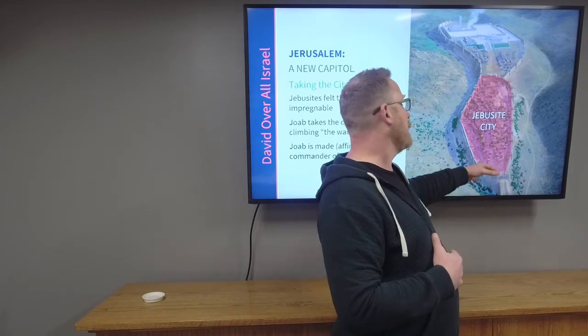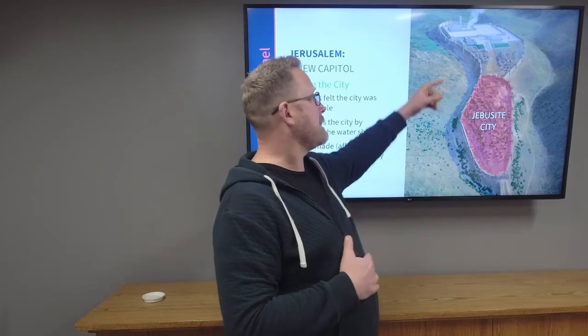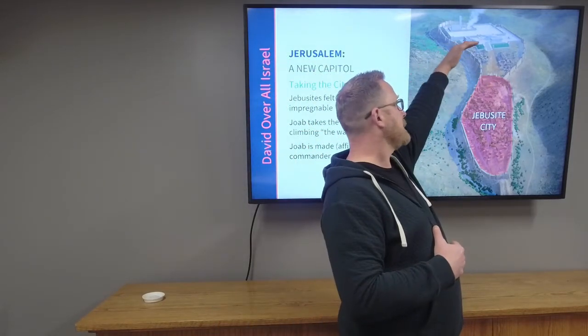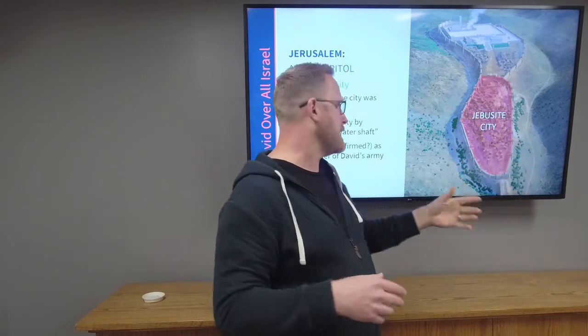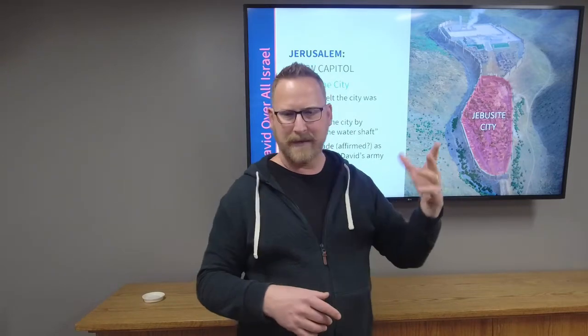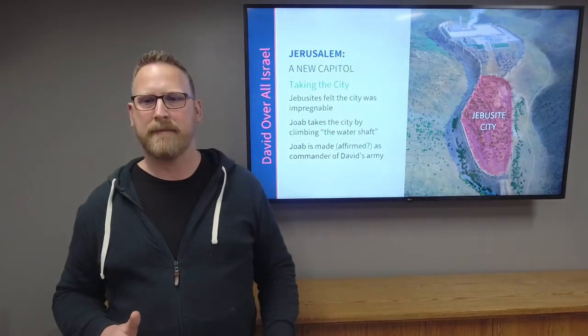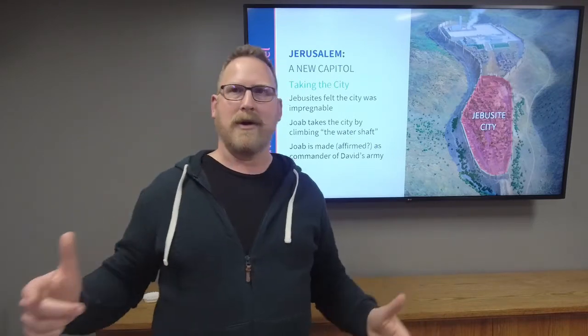So the only way really to attack would have been through the gate right here, and you'd have to come here from this upper part. So you really only had to defend this small little portion, because the ability of an attacker to climb up the cliffs and get above the walls and everything just wasn't going to happen. And so that's why the Jebusites are like, we don't need to worry about this.